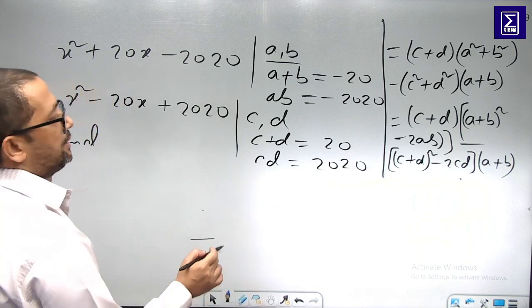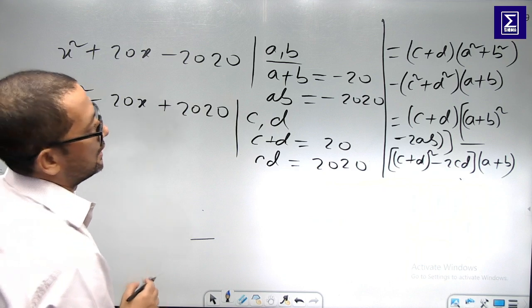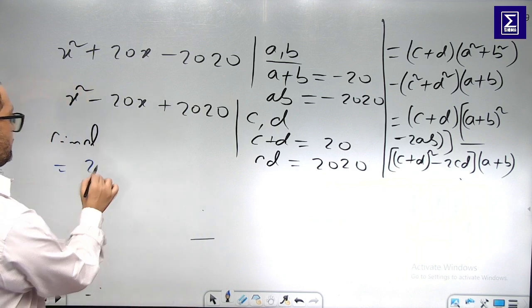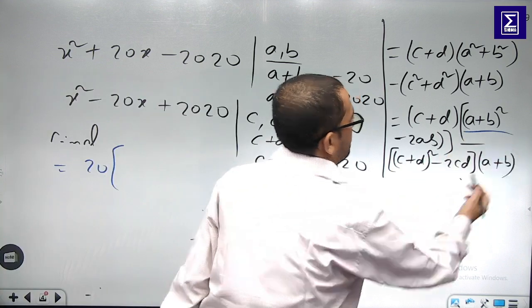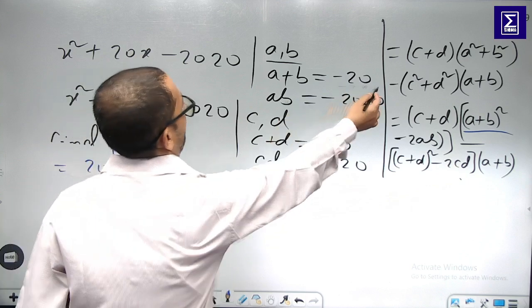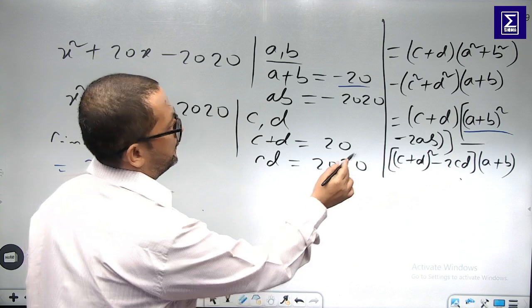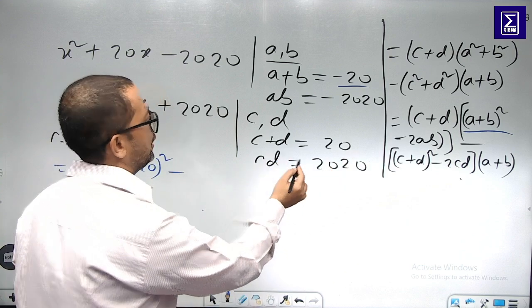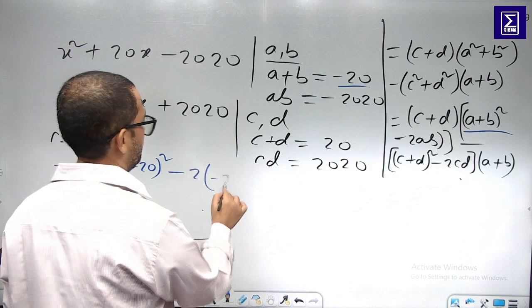Okay, now let's just put the values here. We have c plus d. So c plus d is nothing but 20. And within the bracket, a plus b whole square. So a plus b is nothing but here minus 20. So minus 20 whole square. And minus twice ab. So 2ab, minus 20, so 2 times minus 20.